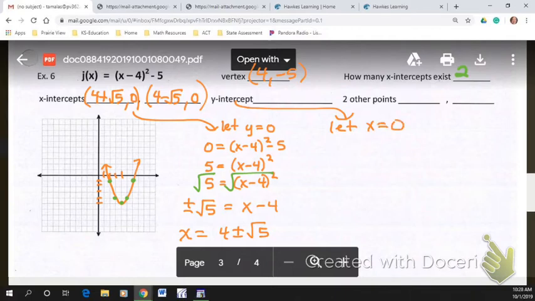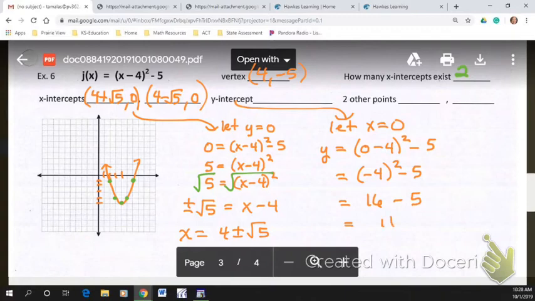So if I let my x be a 0, I'm going to have y equals 0 minus 4, quantity squared, minus 5. Okay, well, let's see. 0 minus 4 is negative 4. Negative 4 times negative 4 is 16. And 16 minus 5 gives me 11. So my y-intercept is 0, comma 11. And always make sure it makes sense. Do you think my graph would really go through 0, 11? Yeah, I think that's doable. I mean, obviously, if you got 0, negative 11, that wouldn't make sense with your picture, right? Okay, so think logically.